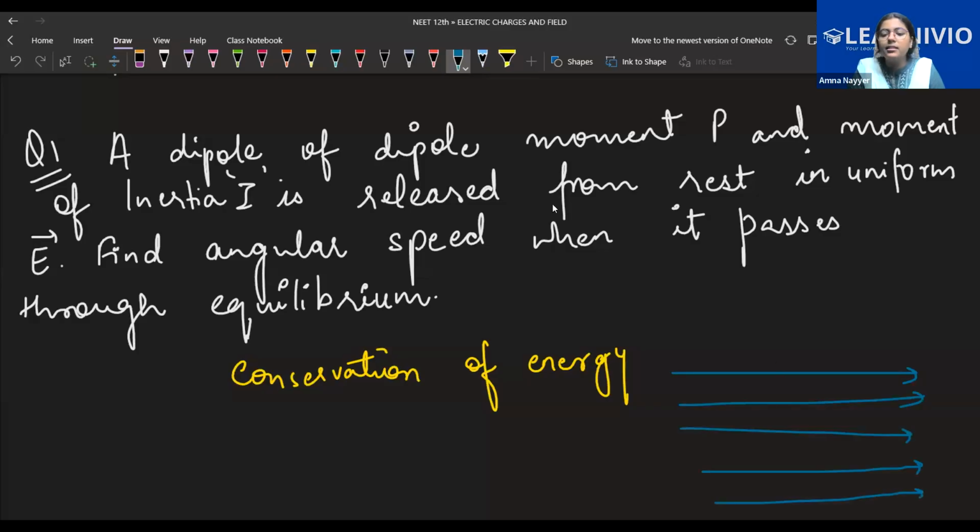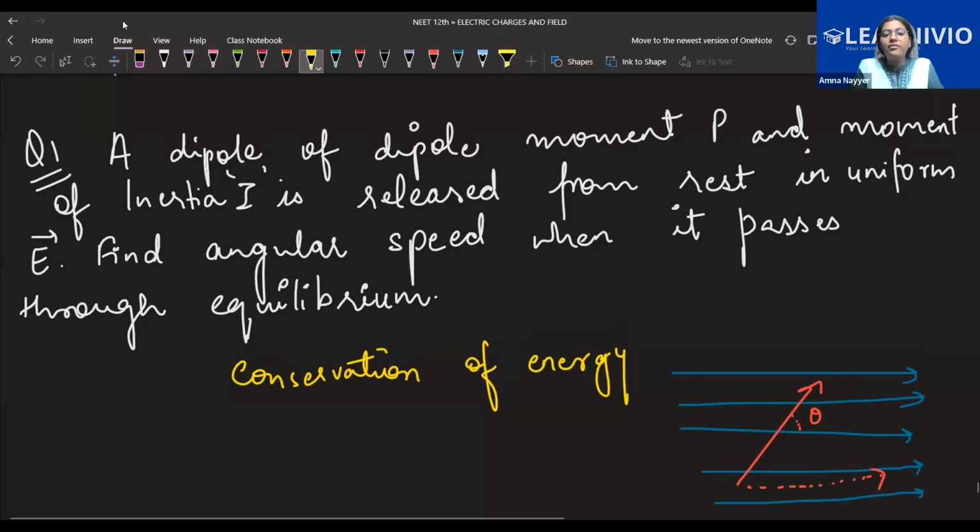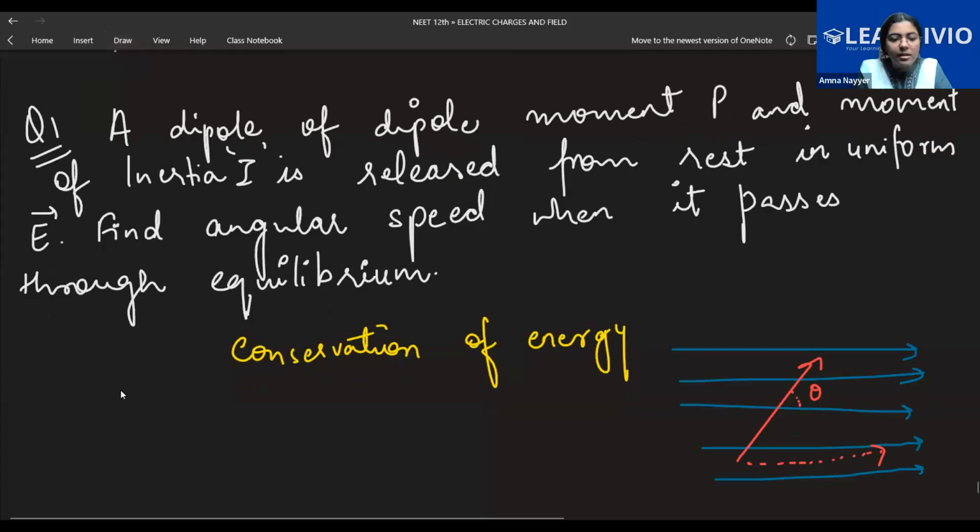Let's say this is the dipole. Here the dipole is present. Let's say the angle here is some theta initially. Now where will this dipole be present? This dipole will be present till here when the angle is finally 0 degree. Right? Now look, when we are talking about the initial energy, see what does it become?